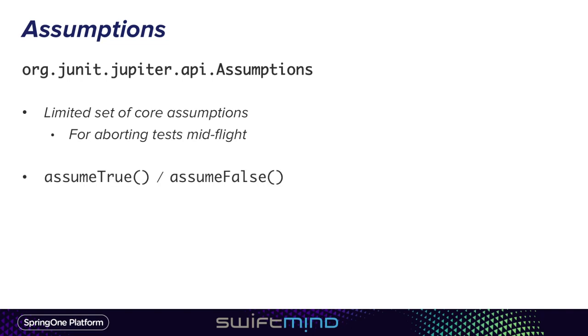So there's the standard support for things like assume true and assume false, and also supporting Lambda expressions here with a Boolean supplier. Instead of just a Boolean, you might have something that generates a Boolean. And again, for the messages, you can use a supplier string just like with the assertions.